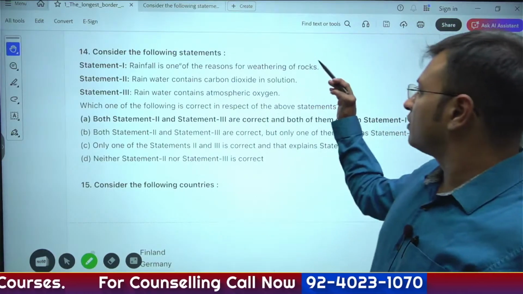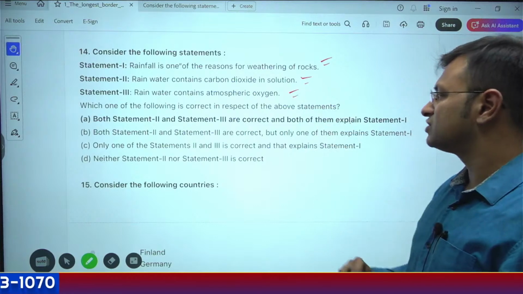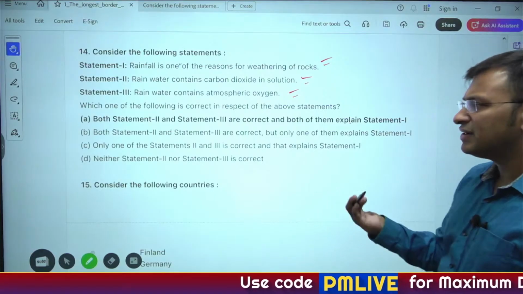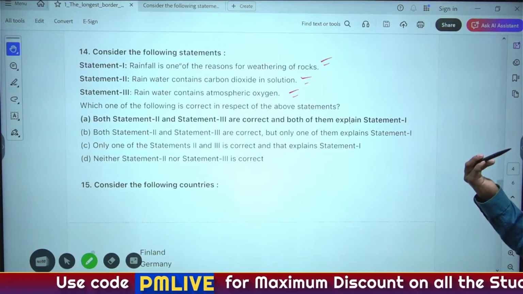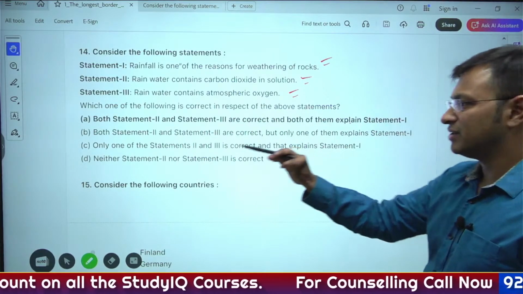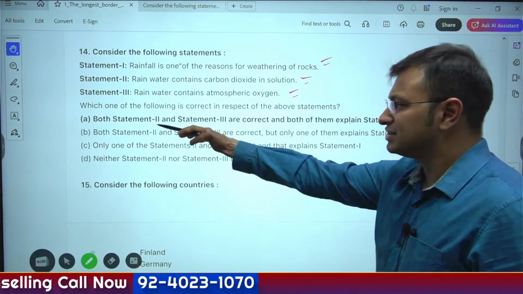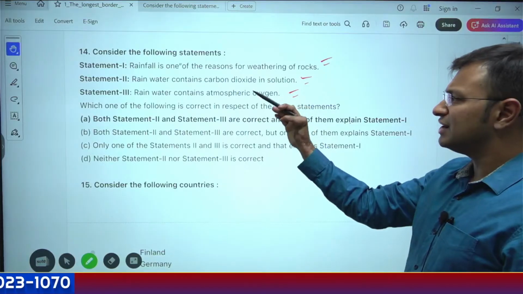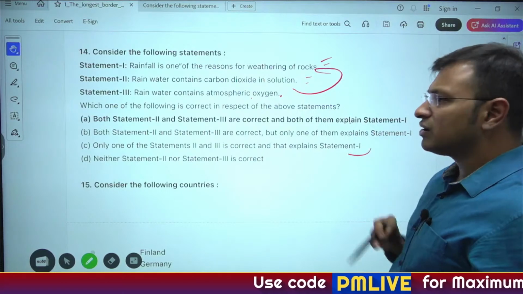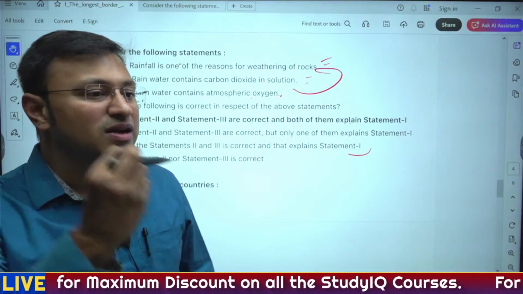Rainfall is one of the reasons for weathering of rocks. Rainwater contains carbon dioxide in solution. Rainwater contains atmospheric oxygen. So, rainfall is one of the reasons for weathering of the rocks. Is this statement correct? And if you see, both statements 2 and 3 are correct, but only one of them explains statement 1? No, the correct answer is both statements 2 and 3 are correct, and both of them explain statement 1, because both of these will result in what? They will result in denudation and weathering of the rocks out there. So chemical weathering, chemical erosion out there.